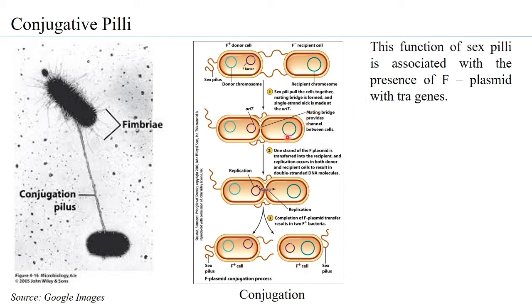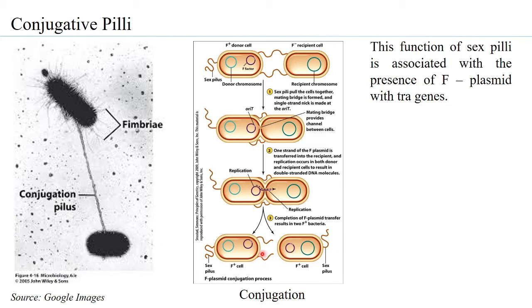which means that now this cell, which did not have the sex pili, is able to form the sex pili. And now even this cell can attach to another F minus cell and transfer the copy of the plasmid to the F minus cell. So over a period of time, a lot of F minus cells will become F plus cells. Each of them will now have the characteristic of being able to carry out conjugation.